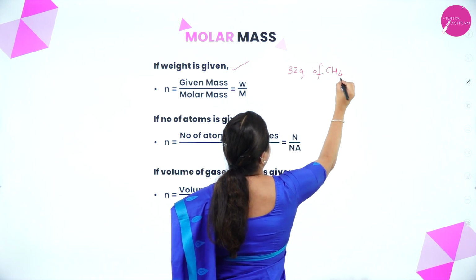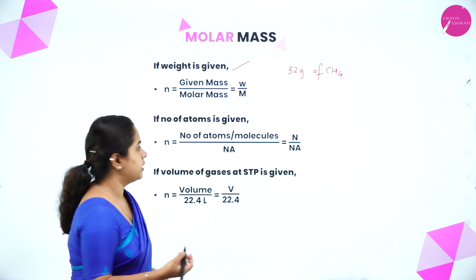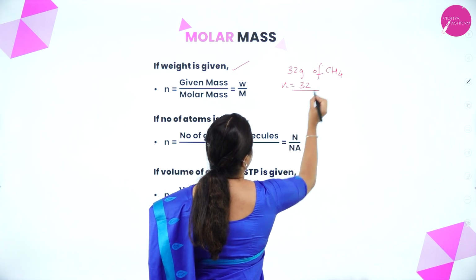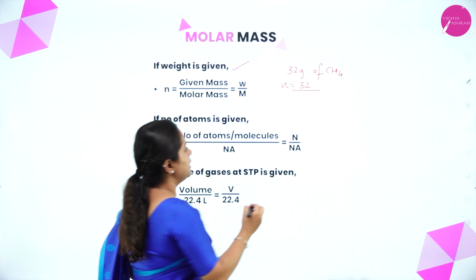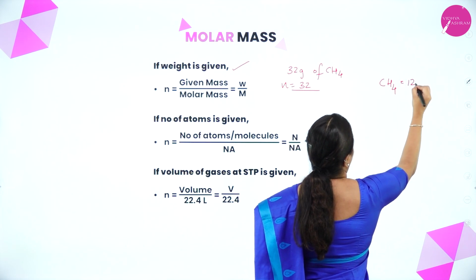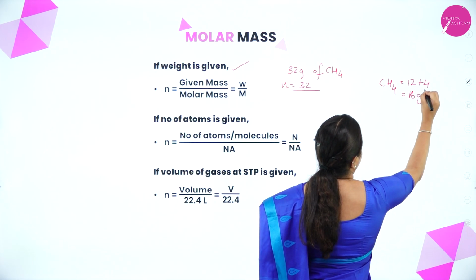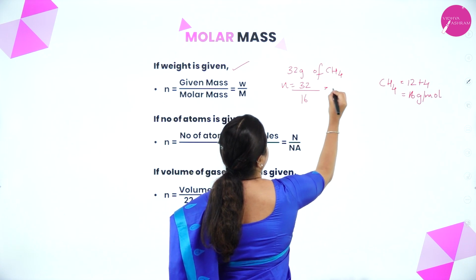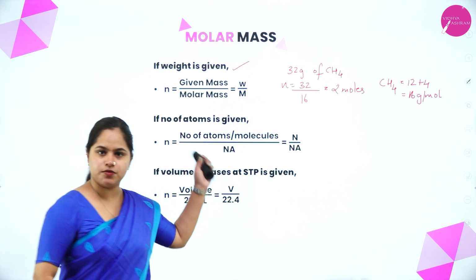You have to find how many molecules are present. So how can you find it? The mass is given here. Yes, that is your given mass. N will be equal to 32 divided by, what is the molar mass? You know how to find the molar mass of CH4. The atomic mass of carbon is 12 and for hydrogen it is 4. So that is 16 gram per mole, right? So divided by 16, which will give you 2 moles, right? So I hope this part is clear.